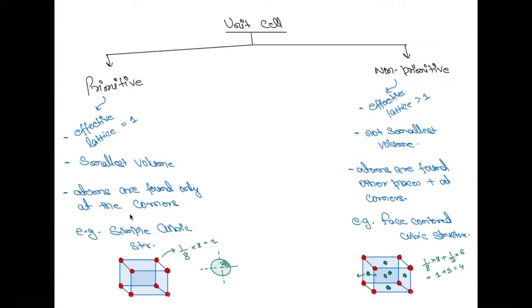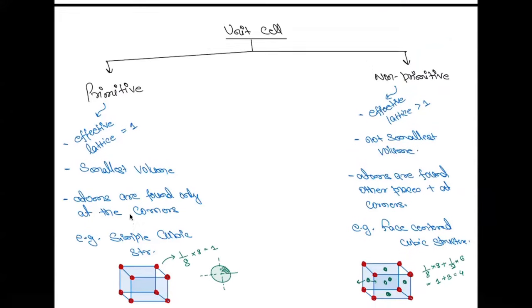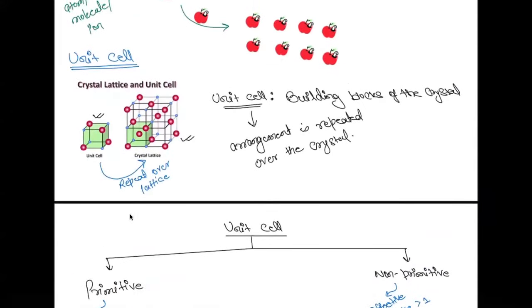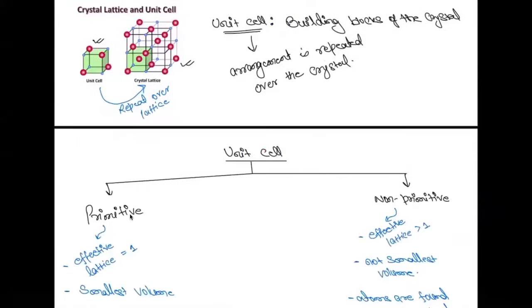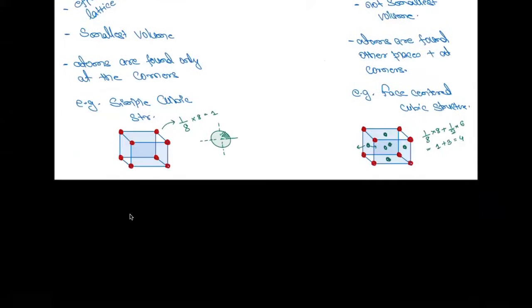The effective lattice point is 1 here. The effective lattice point is greater than 1 there. It is smallest volume, right? You can see here also, if the atoms are present only at the corner, the volume will be smallest. And if we have more atoms, the volume will be more. Now, this was about the unit cell, right? So till now we have understood the concept of unit cell, lattice, basis, and structure. What are the differences between them? All these we have seen.